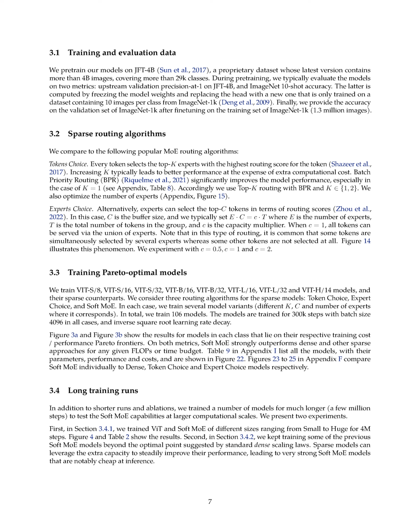For the sparse models, we considered three routing algorithms: token choice, expert choice, and soft MoE. We trained several variants of each model, adjusting K, C, and the number of experts as needed. In total, we trained 106 models. All models were trained for 300,000 steps with a batch size of 4,096, using inverse square root learning rate decay.